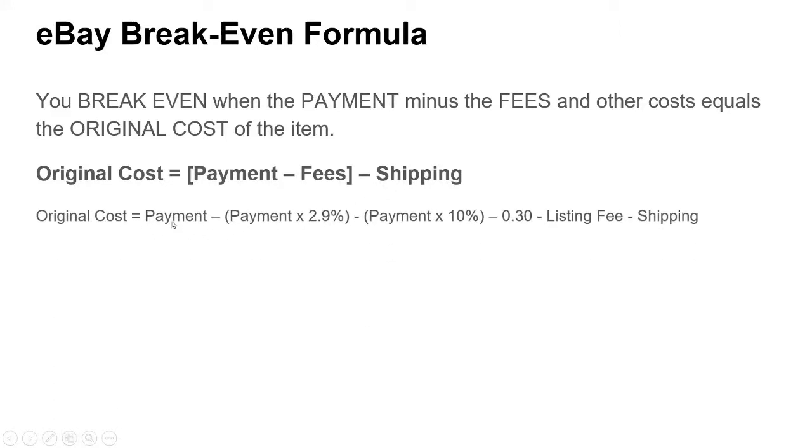And then we set it up as a mathematical formula. The original cost is equal to the payment minus the payment times 2.9% minus the payment times 10%. So this is for the PayPal percentage. And this part, payment times 10%, is for the eBay fee percentage, which is subtracted as well. Then the 30 cents, which is part of the PayPal fee. And then the listing fee, whatever your listing fee is, if you have a listing fee. And then shipping, if you pay to ship this item to the buyer.